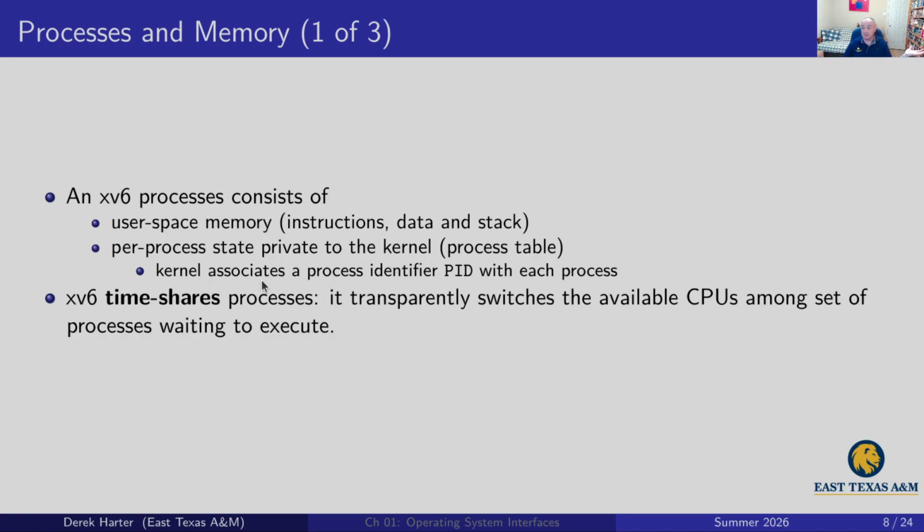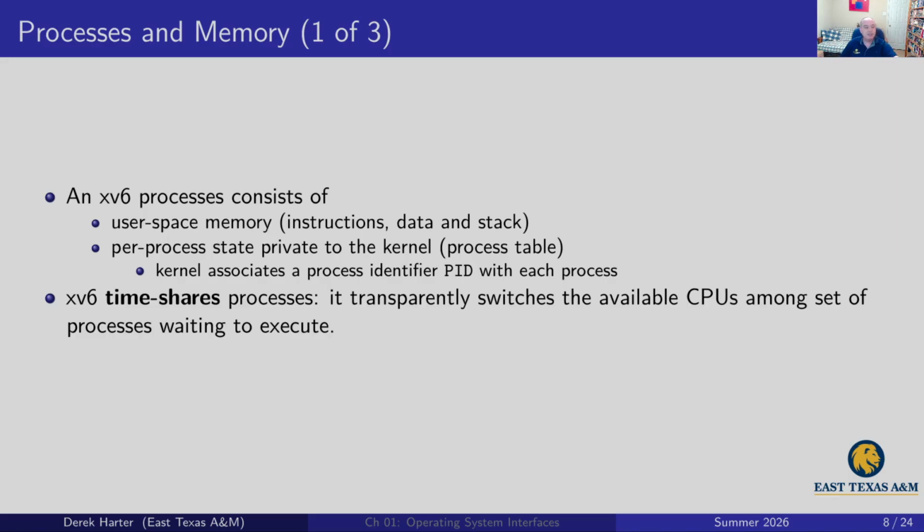As we'll see here, the kernel associates what's known as a process identifier, or PID for short, with each process. Each time you call fork, a new process identifier is assigned to the new process created by that fork system call. xv6 is a time-sharing system. Even if there's only a single CPU, you get the illusion of parallelism because it rapidly switches between all the currently running processes, giving each a little bit of time, and then switching to another one.